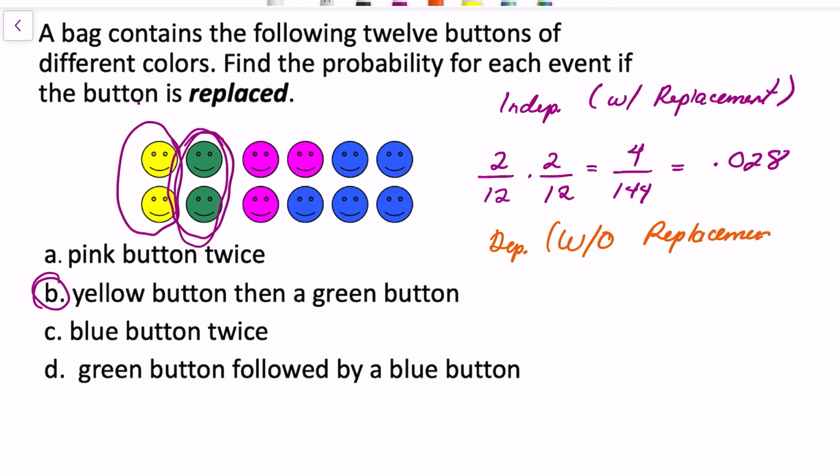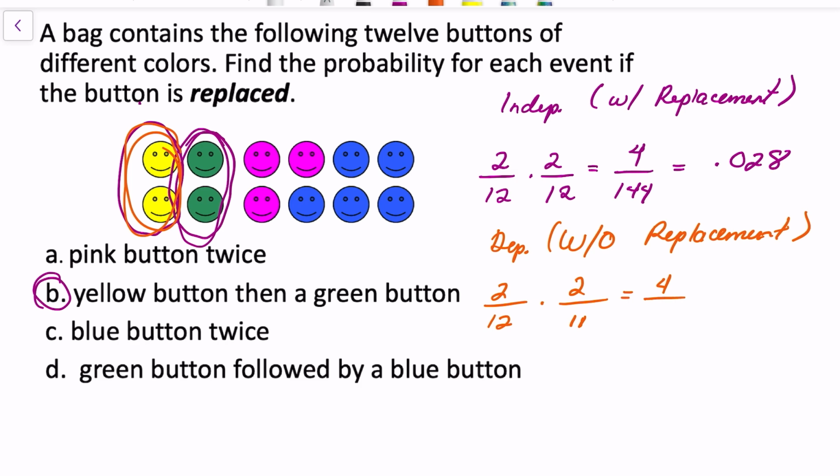So we start the same, out of 12, so it's going to be 2 over 12. But I didn't replace this button, so it's going to be out of 11, and then 2 green buttons, so 2 out of 11. We multiply across, 4, and then 132. In decimals, this is going to be 0.029.